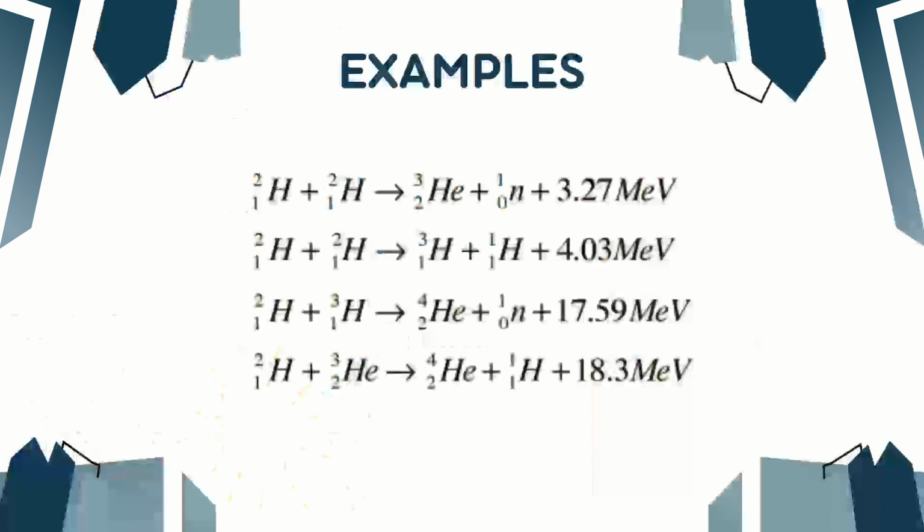Here are other examples. This reaction forms helium-3 and a neutron by releasing 3.27 MeV of energy. Next, tritium and a proton are formed with the release of 4.03 MeV. This highly energetic reaction produces helium-4 and a neutron, releasing 17.59 MeV. The last one is the reaction that generates helium-4 and a proton with a significant energy yield of 18.3 MeV.